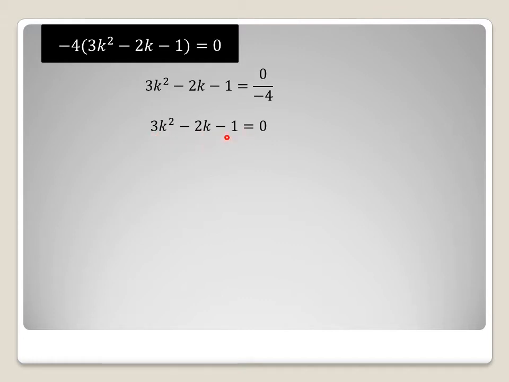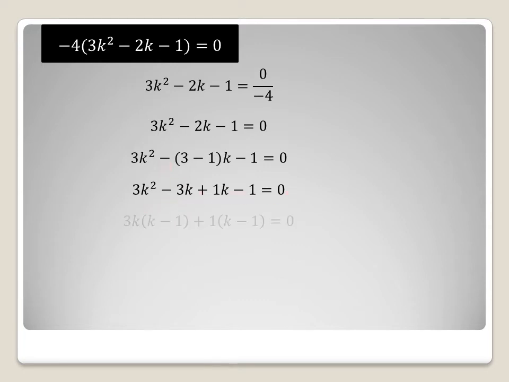As you know, 3 is 1 times 3. So we have to break the middle term in such a way that after multiplying we get 3 and after addition or subtraction we get 2. So 3 and 1 will be the factors. 3k square minus will remain the same. Instead of writing 2, we will write 3 minus 1, which will be 2. Opening the brackets, the minus 1 will be changed to plus 1 as there is a negative sign outside the bracket. So 3k square minus 3k plus 1k minus 1 equals to 0.